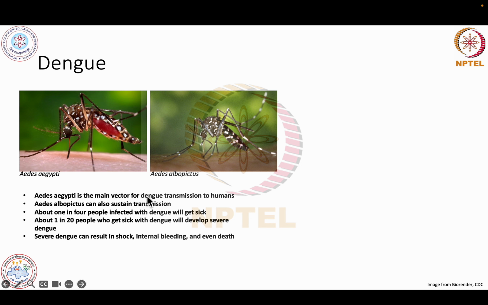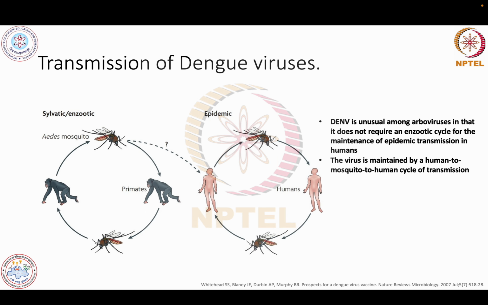Aedes aegypti is the main vector for dengue transmission to humans. Aedes albopictus can also sustain transmission. About 1 in 4 people infected with dengue will get sick. About 1 in 20 people infected will develop severe dengue. Transmission of dengue viruses: sylvatic or enzootic, where from the Aedes mosquito it runs through primates and back to the mosquito in a cycle, but from a mosquito it can also go to humans, and then it becomes endemic.